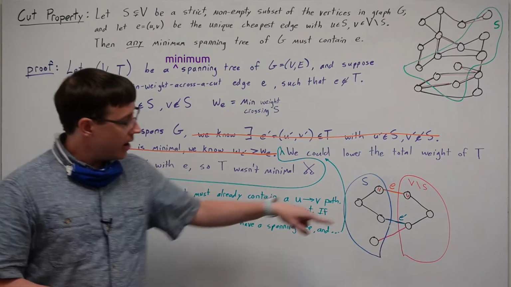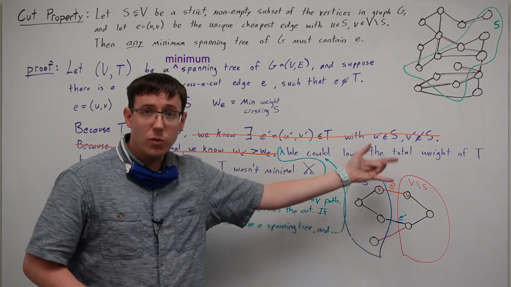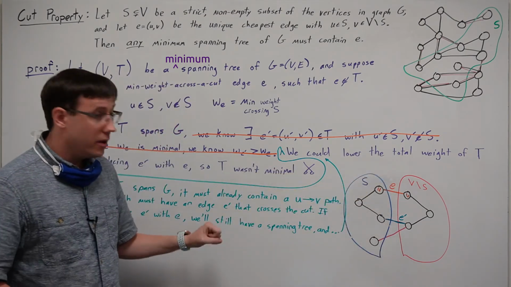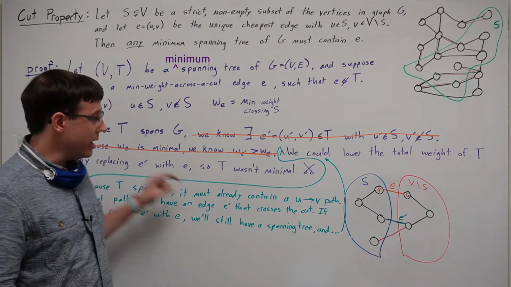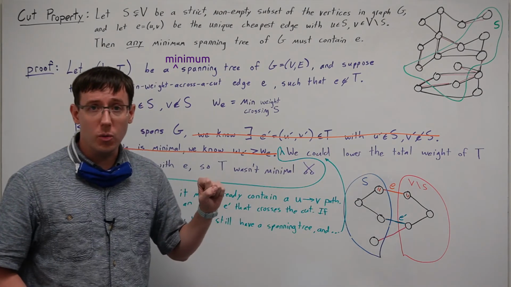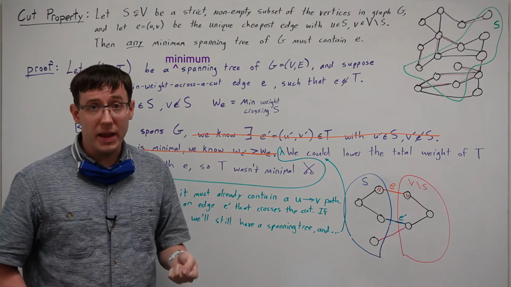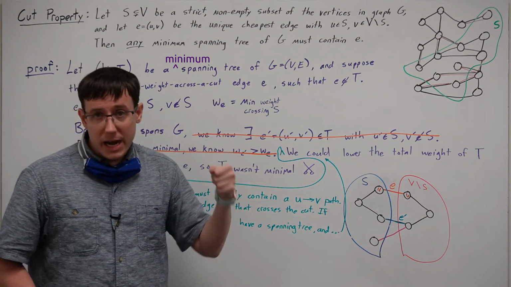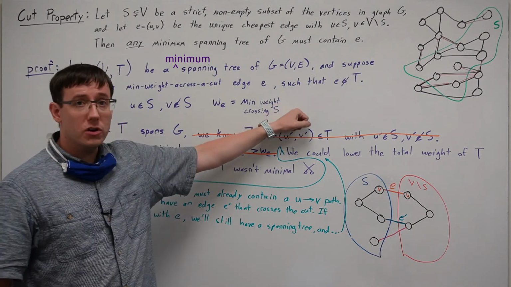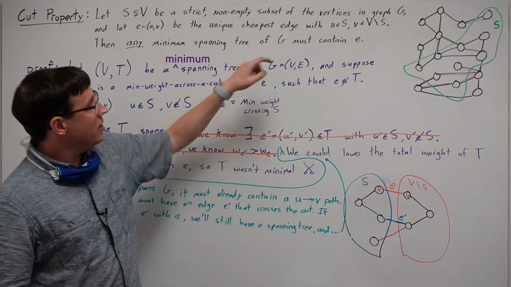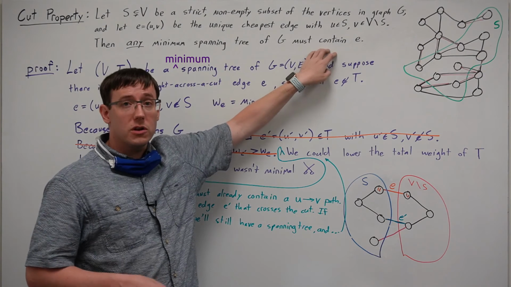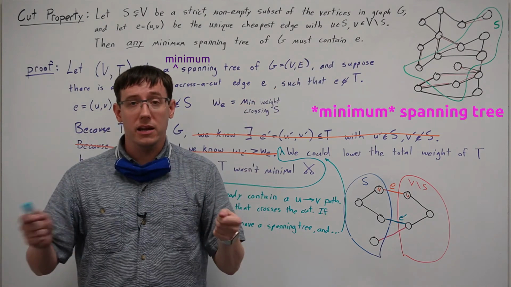So if we can now find an edge that we swap with E that still gives us a spanning tree and lowers the total weight, that would mean that T wasn't a minimum spanning tree. And so now we have achieved our contradiction, which shows that the minimum edge across the cut must be in any spanning tree.